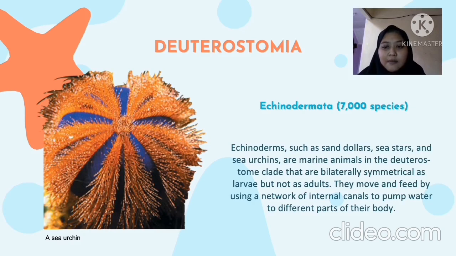They move and feed by using a network of internal canals to pump water to different parts of their body. Tons of echinoderms are harvested, mainly for consumption, but also for traditional medicine. These are mainly sea cucumbers and sea urchins. Sea cucumbers are considered a delicacy in some countries of Southeast Asia. Sea urchins are used in research, particularly as model organisms in developmental biology and ecotoxicology.